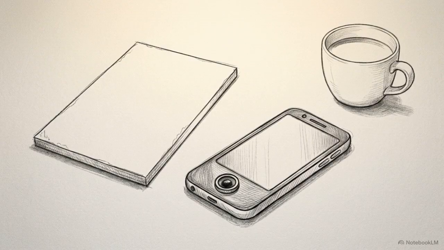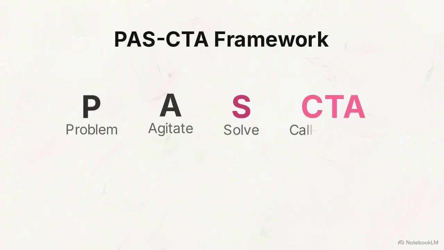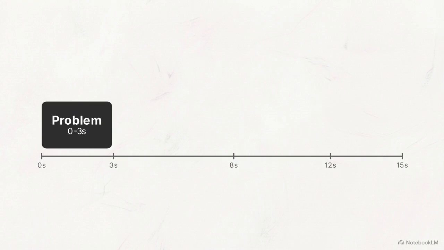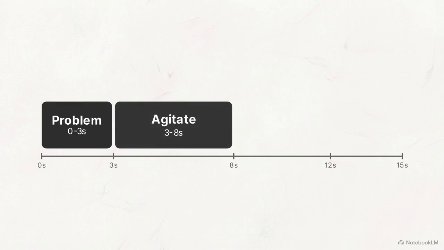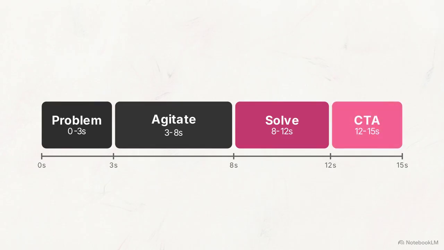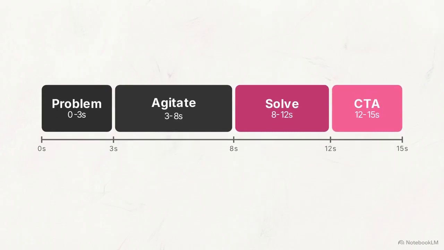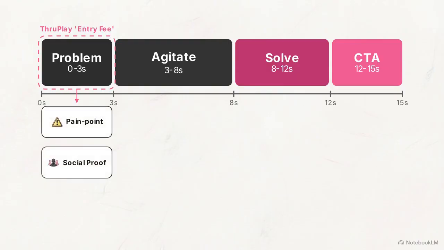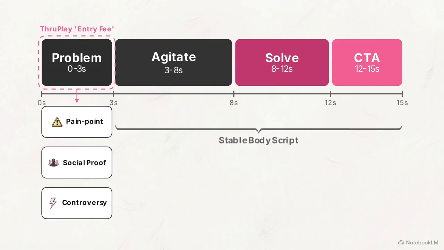Step 1 happens right at your desk. Every high-converting direct response video relies on a structural blueprint called the PAS-CTA framework. PAS-CTA stands for Problem, Agitate, Solve, and Call to Action. A feed ad script follows a strict 15-second timeline. 3 seconds on the problem, 5 agitating it, 4 on the solution, and 3 for the call to action. Next, attach 3 distinct 3-second hooks to the front: pain point, social proof, and controversy.